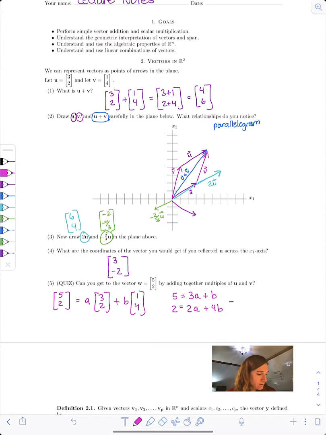And moreover, we can use some of the algebra skills that we've done before. This is a little bit of a preview in some sense of what we're going to be doing. Let's multiply the top equation by 4, because that gives us a 4b.